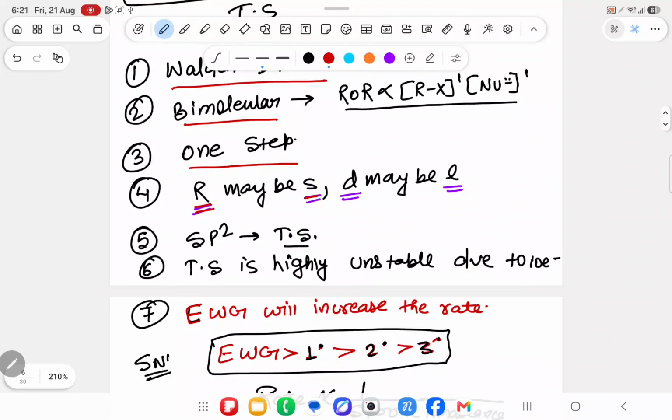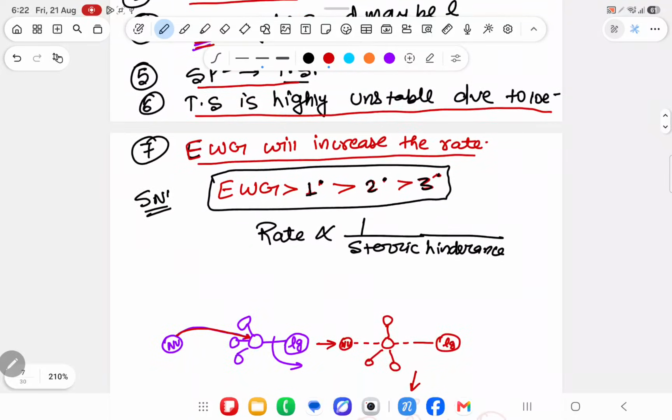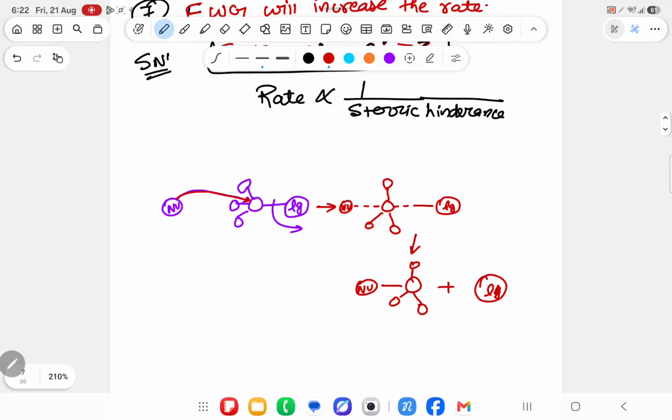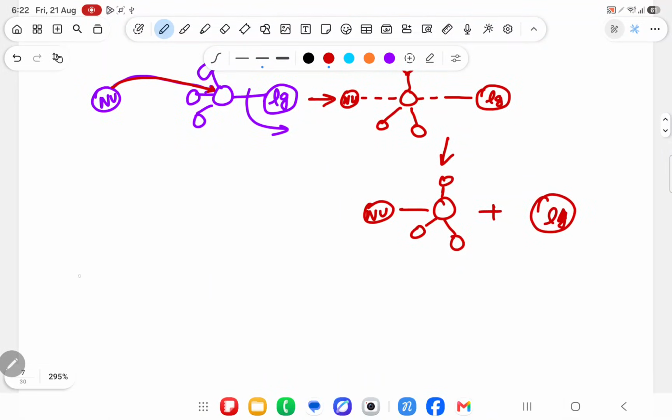then R may be S or D may be L. The sp2 transition state is highly unstable due to 10 electrons. An electron withdrawing group will increase the rate. The electron withdrawing group first, then 1 degree, then 2 degree, steric hindrance, and this I have dictated to you. Now I am going to write the stereochemistry or factors on which SN2 depends.